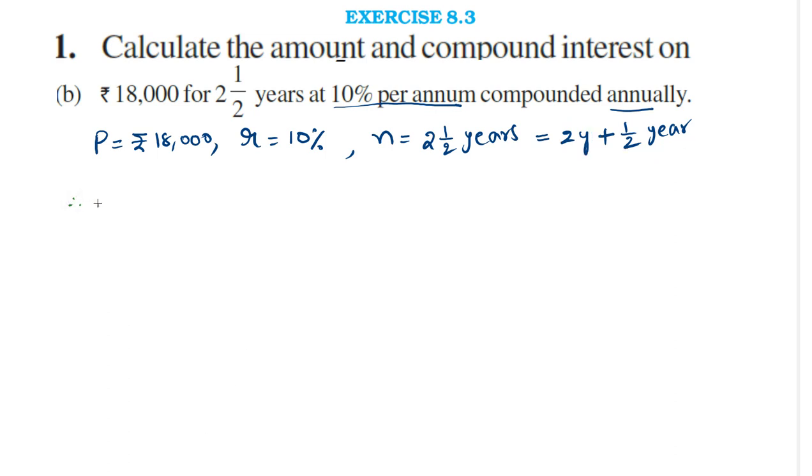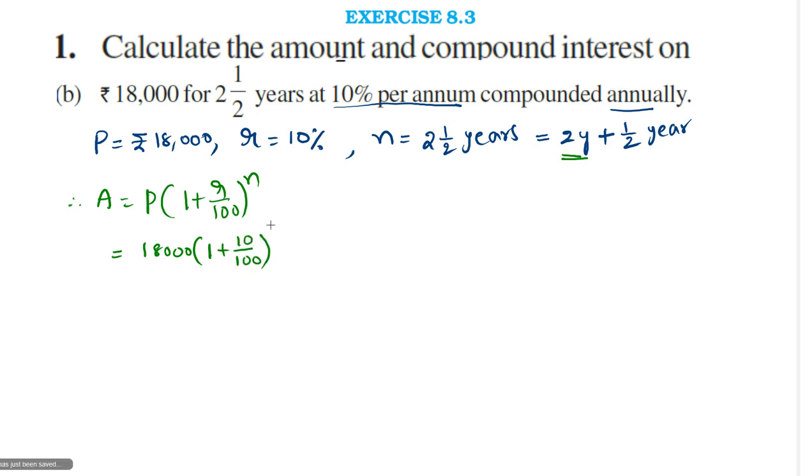So therefore, A equals P into (1 plus R by 100) whole to the power of N. This is the formula. Let us calculate first for 2 years. So this is equal to P, which is 18,000, into 1 plus R, the rate, 10% divided by 100, whole to the power of N. Let us take N as 2. This is equal to 18,000 into 1 plus, 0 and 0 get cancelled, 1 by 10 whole square. This is equal to 18,000 into, 10 into 1 is 10, plus 1, 11.